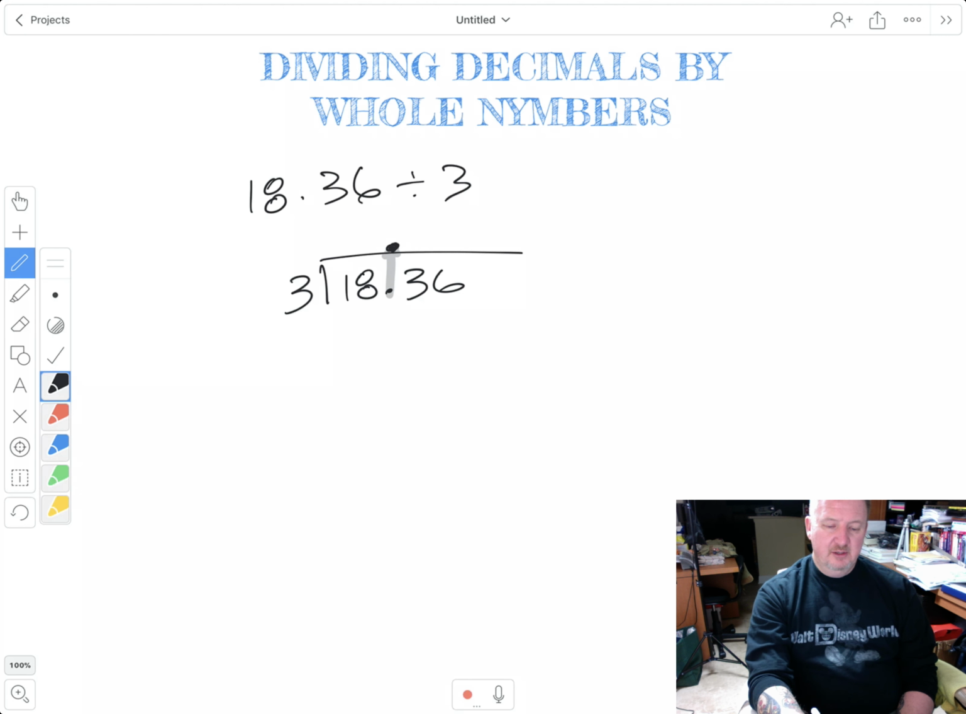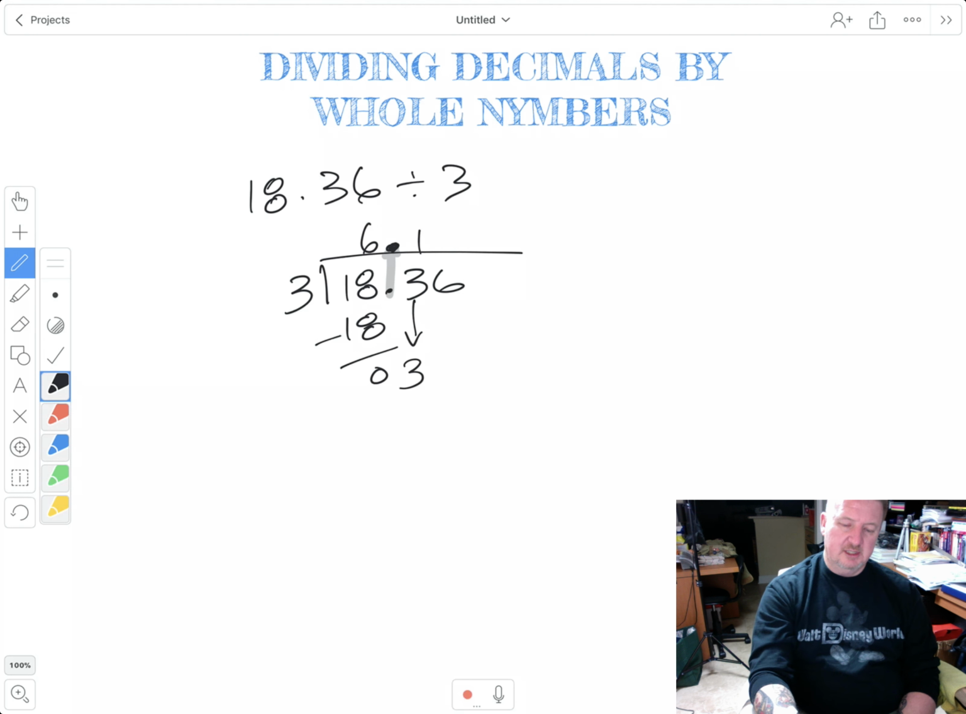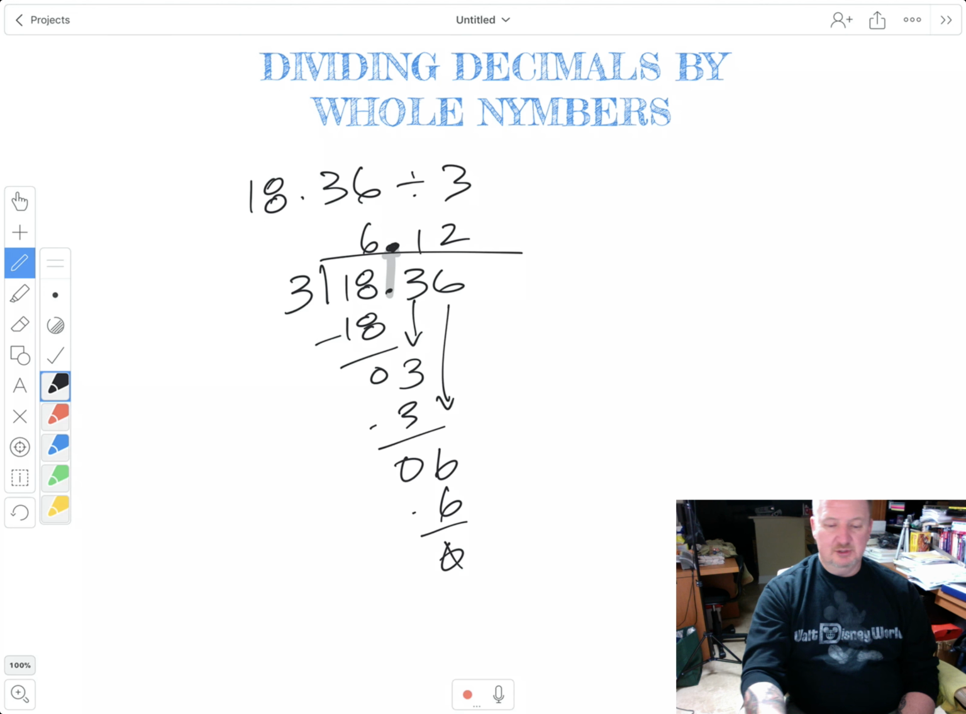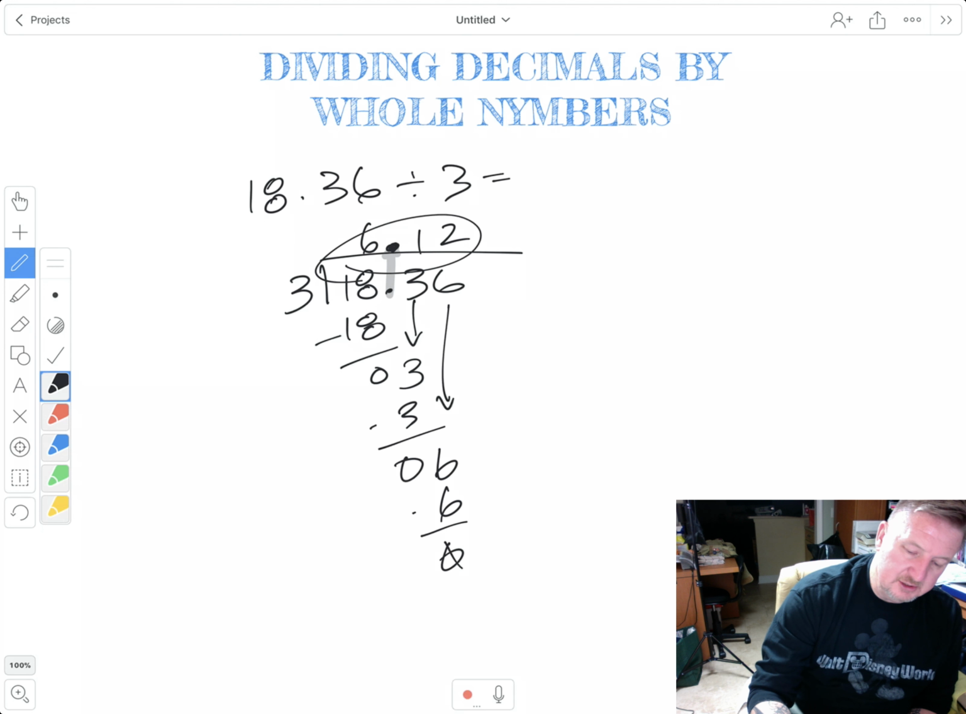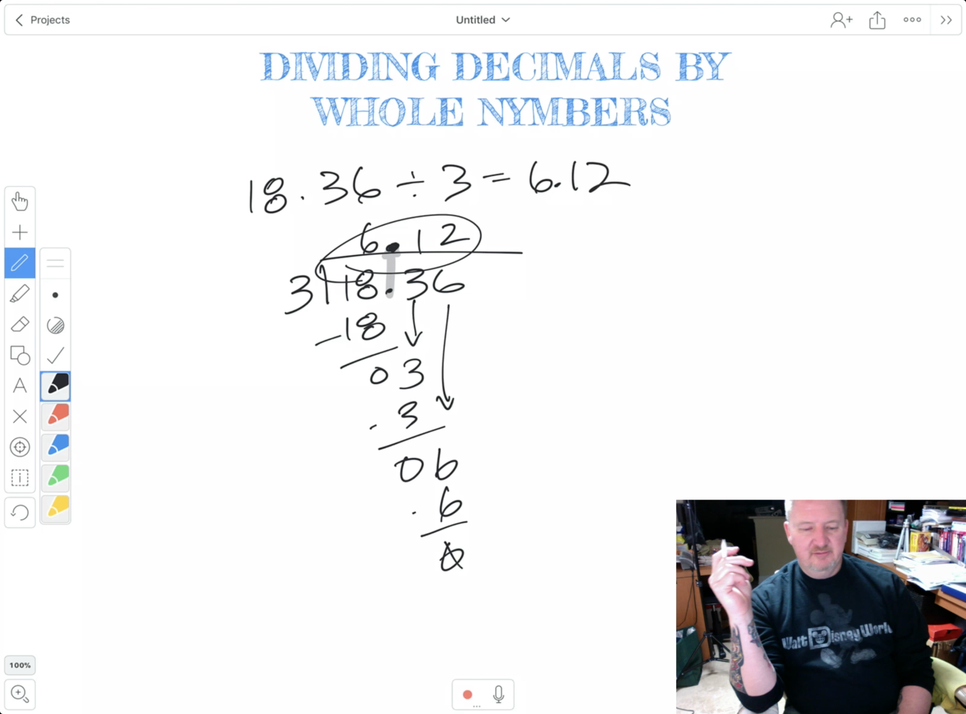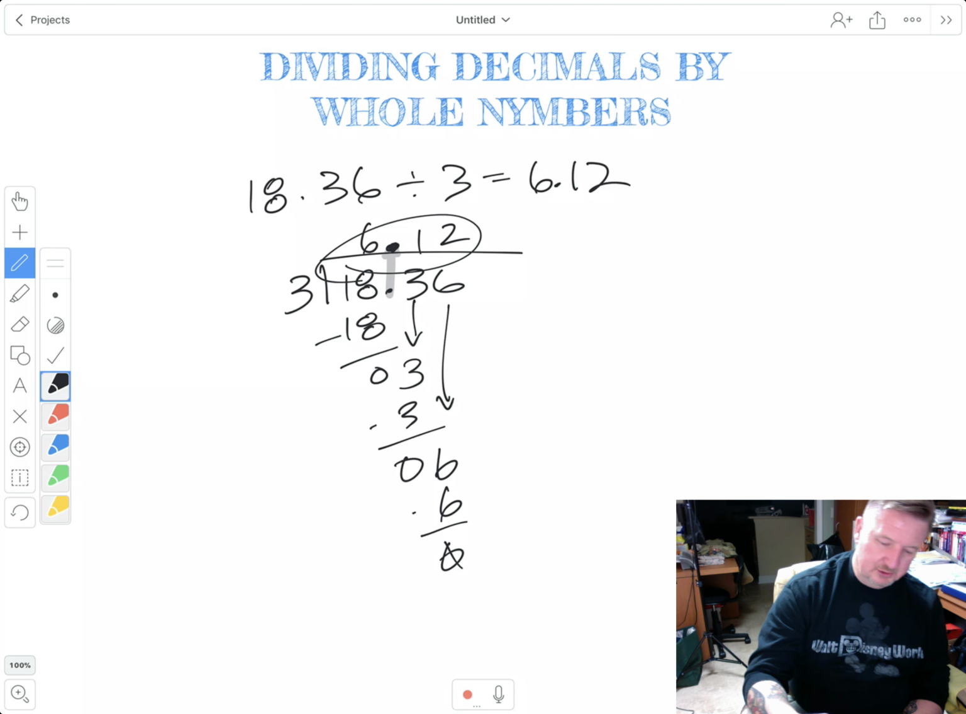All right, 3 won't go into 1, but 3 will go into 18 6 times. 6 times 3 is 18. I subtract, I get 0. I bring this 3 down. 3 will go into 3 one time. 1 times 3 is 3. Another 0. Bring down the 6. 3 will go into 6 2 times. I subtract and I get a 0. And that, ladies and gentlemen, is my final answer. 18.36 divided by 3 leaves me with 6.12 or 6 and 12 hundredths.